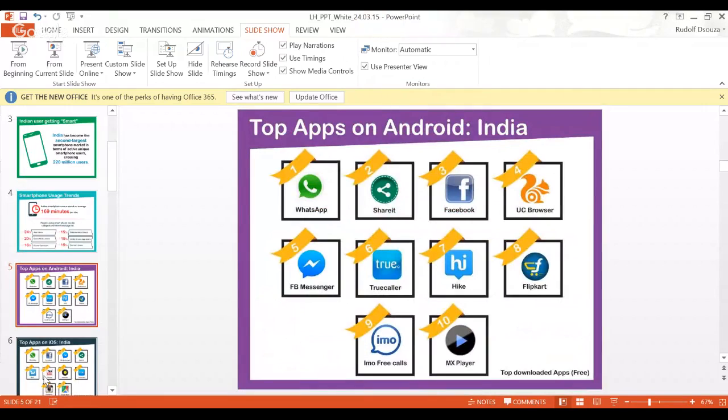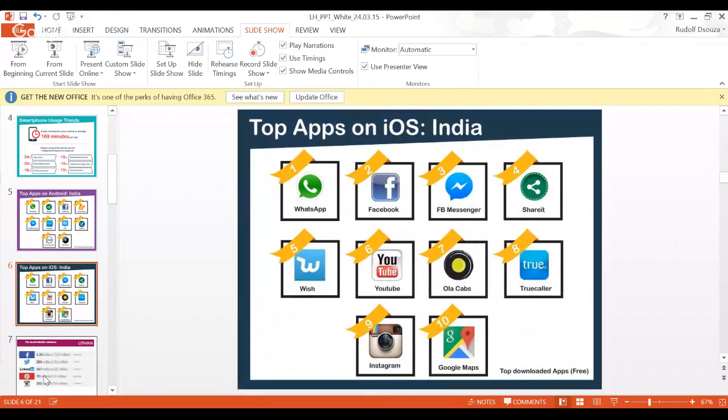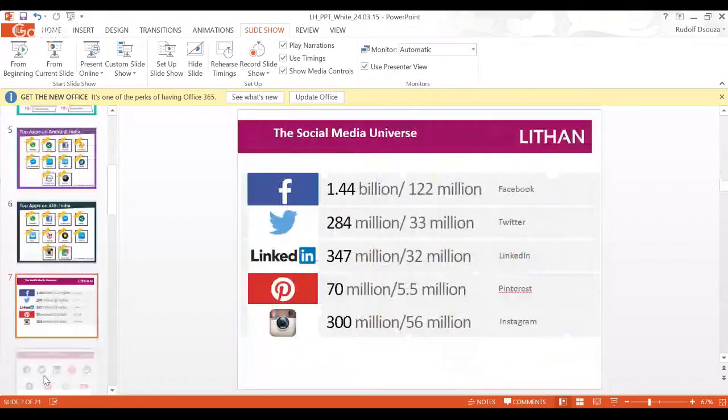So, what are the different applications that people have on their mobile devices? People use WhatsApp, people use Facebook, people use Facebook Messenger, people use Hike. So, you see that the majority of the applications on your mobile device are social applications. The trend does not change too much for an iOS user as well. You'll see that WhatsApp and Facebook continue to be the top applications. You'll also see that YouTube and Instagram are more preferred by the iOS user as opposed to the Android user.